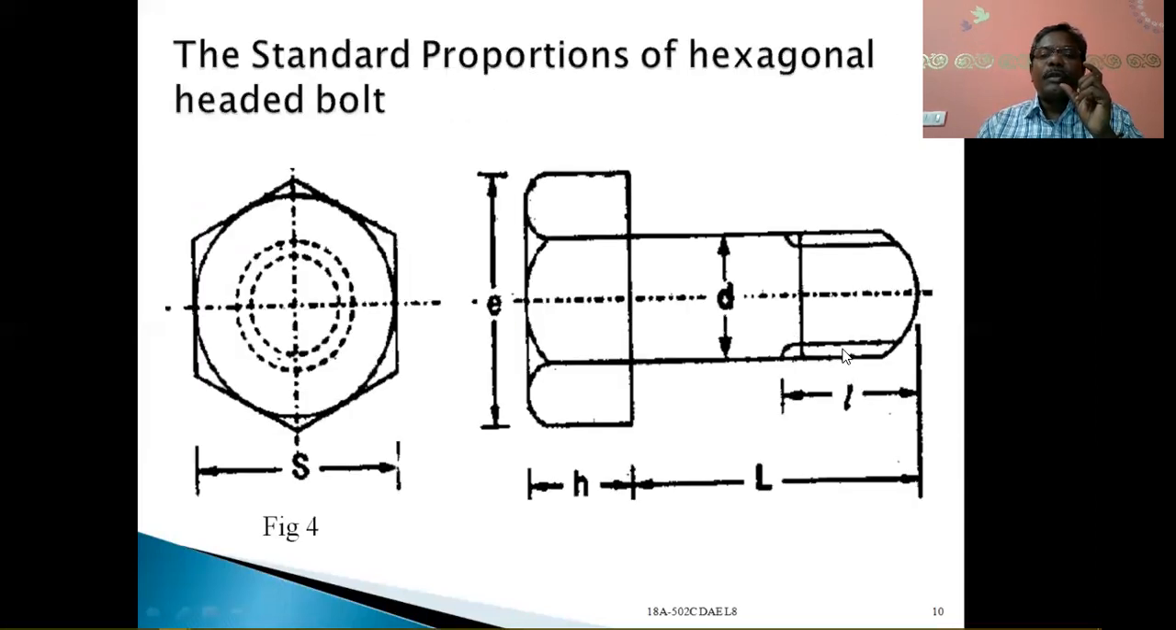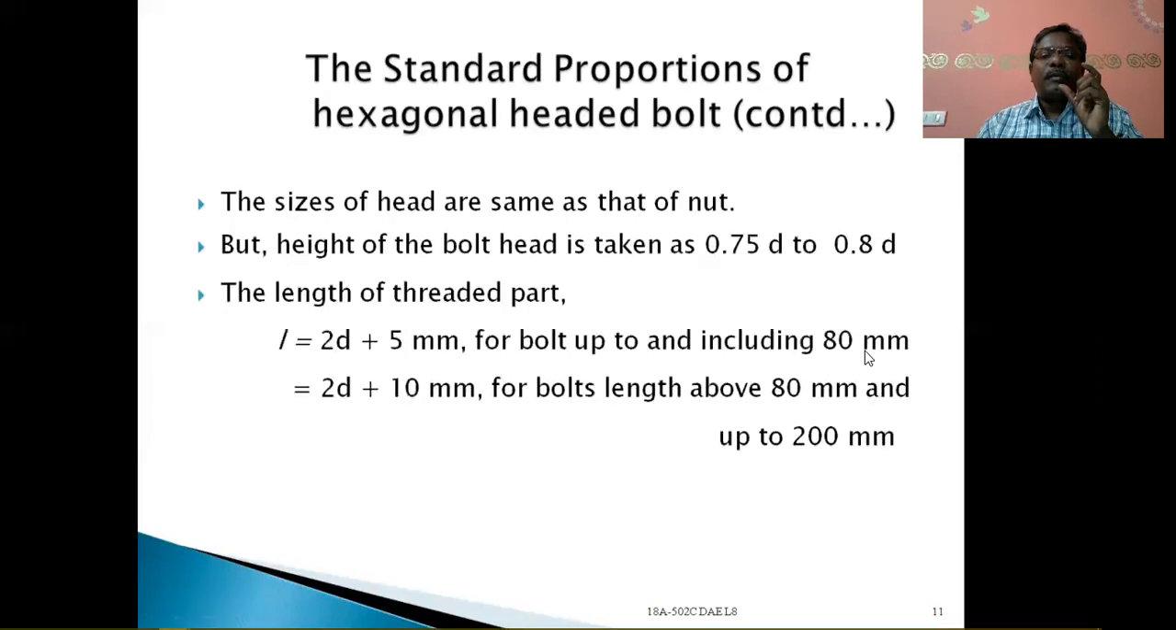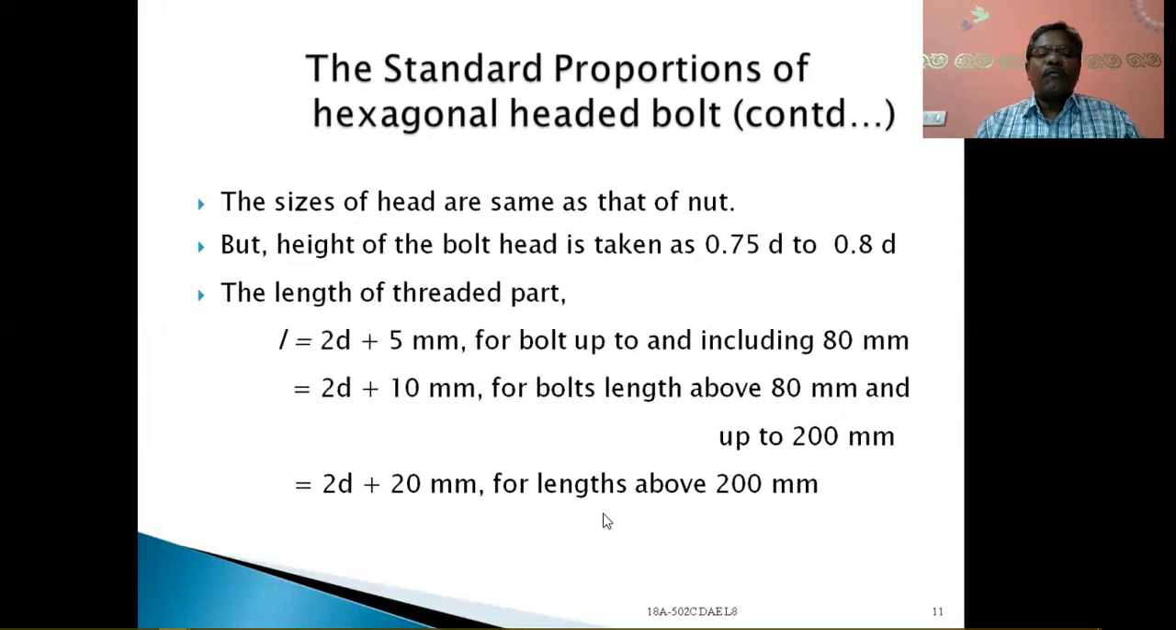So this is the threaded portion length. It will be 2d plus 10 mm for bolt lengths above 80 mm and up to 200 mm, and 2d plus 20 mm for lengths above 200 mm. These are the lengths of the threaded parts. The height of the bolt head is equal to 0.75d to 0.8d, and these proportions we must remember.